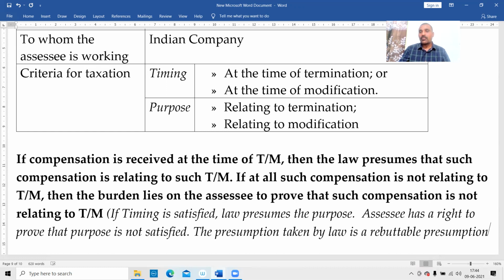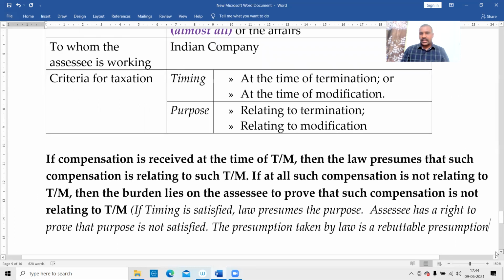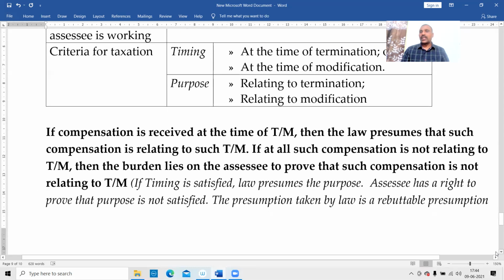Okay. The assessee has a right to prove that purpose is not satisfied. The presumption taken by law is a rebuttable presumption. That means assessee has an option to rebut that presumption. Assessee has an option to prove that the assumption taken by the law is not correct. Yes, I have the freedom. I am the assessee. No doubt, I have received the compensation at the time of termination. But that compensation is not related to termination. Earlier I have rendered some services. Earlier I have sold some goods. That compensation is related to that, not related to the termination.